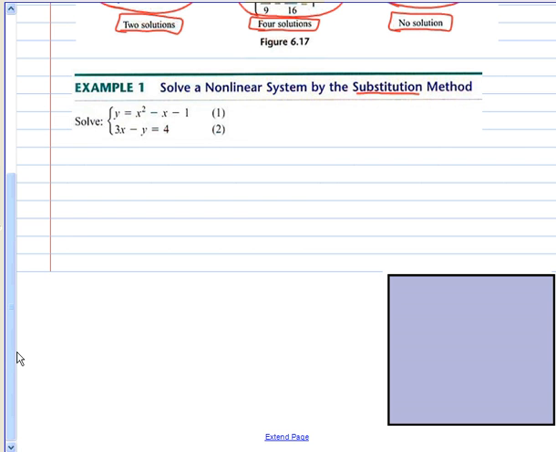Well, if you look at this, the first equation has been solved for y. So it works very easily for substitution. I can take that value of y and substitute it into the second equation. So if I rewrite that second equation, 3x minus my y value, and I need to put it in parentheses because I'm subtracting the whole value of y, which is that x squared minus x minus 1 from equation 1, equals 4, continuing to write equation number 2, substituting into it. Okay, well, we need to simplify. I need to distribute that negative. So 3x minus x squared plus x plus 1 equals 4.